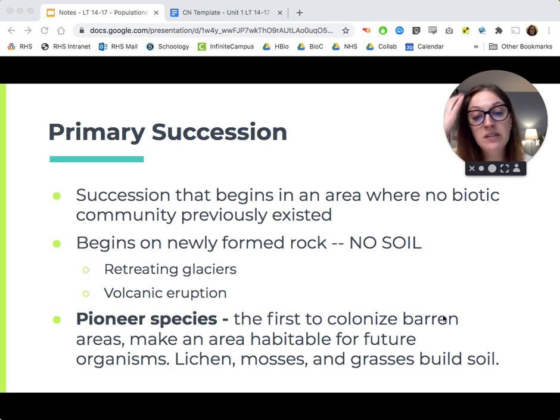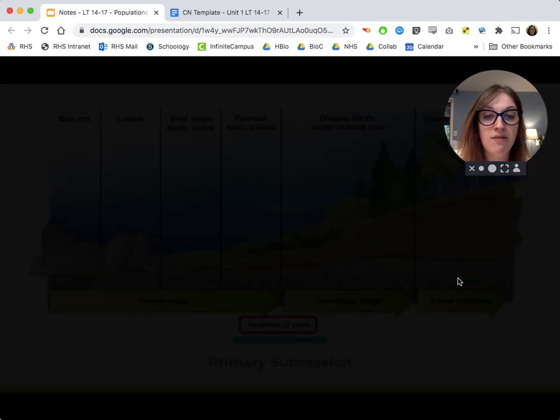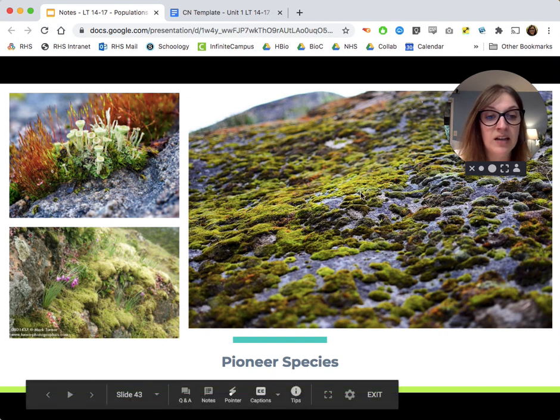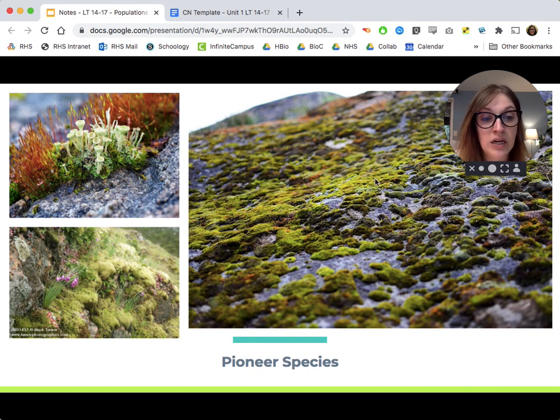So species such as lichen, mosses, and grasses build soil. Make sure you write down pioneer species and give examples. You've probably seen lichen before, even though you can't necessarily think of it off the top of your head. Lichen is a symbiotic relationship between fungus and algae, and it grows on the sides of rocks. These types of organisms, moss and lichen, release chemicals onto the rock that slowly degrade the rock, forming soil. Over time, once you've broken down that soil a little bit, you can start to have your first grasses and other types of ornamental flowers.